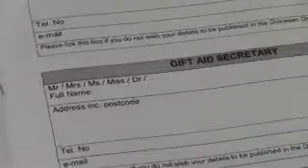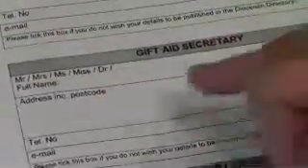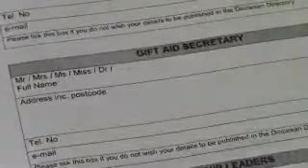Let me move over the page to the gift aid secretary, because in many parishes the treasurer is also the gift aid secretary. Again, place the name, and then where it says address, you can put same as treasurer.